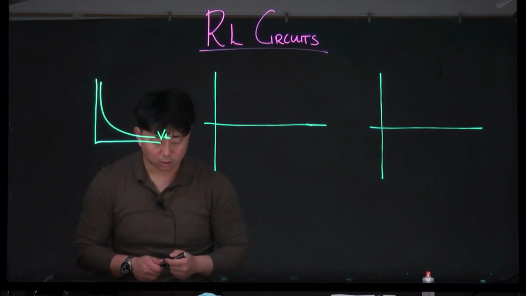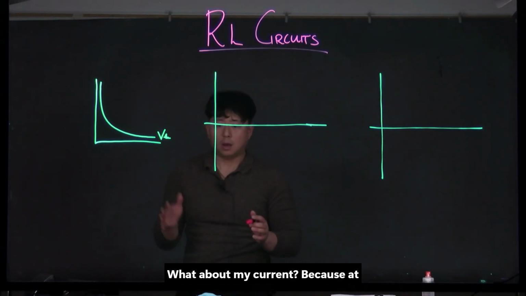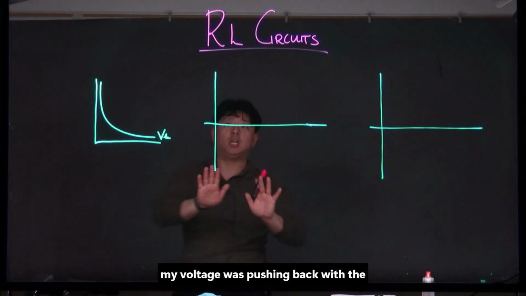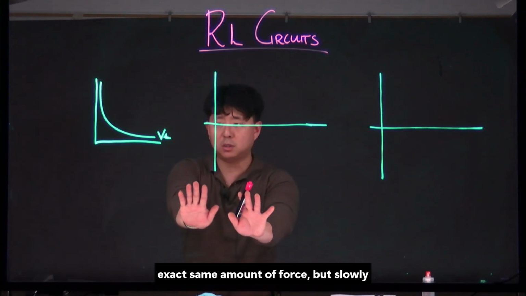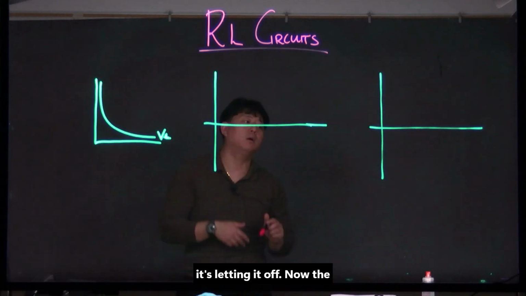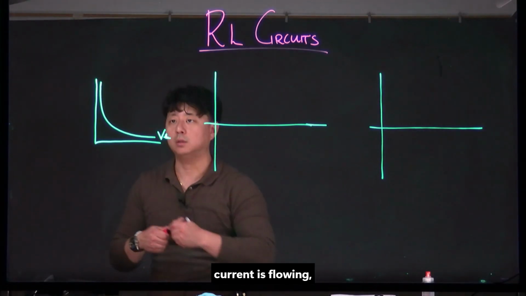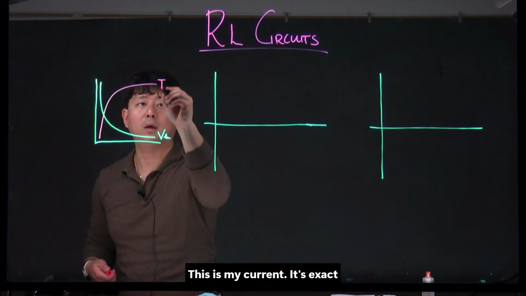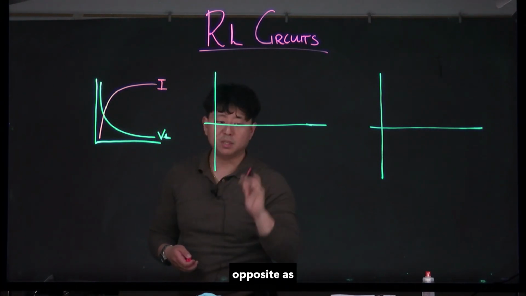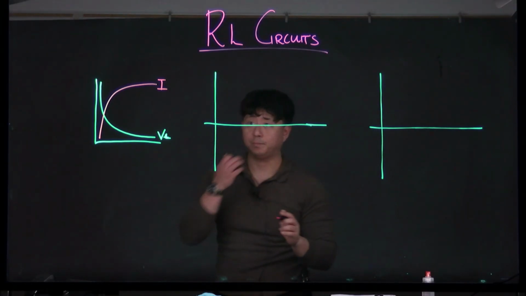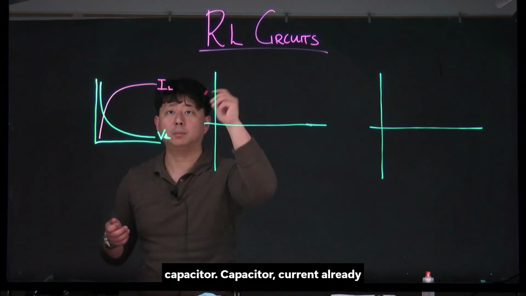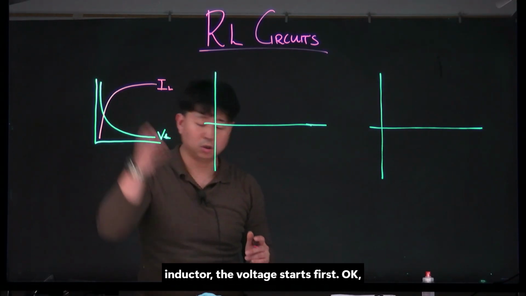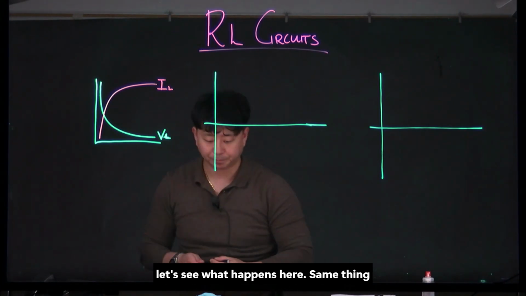What about my current? At first it's not flowing because my voltage was pushing back with the exact same amount of force, but slowly it's letting it off. Now the current is flowing. This is my current. It's the exact opposite of the capacitor. For the capacitor, current always started first, but for the inductor, the voltage starts first. Okay, let's see what happens here.